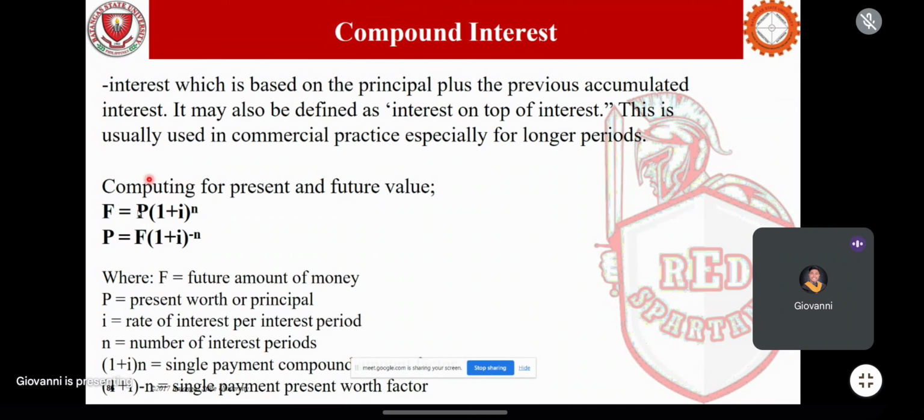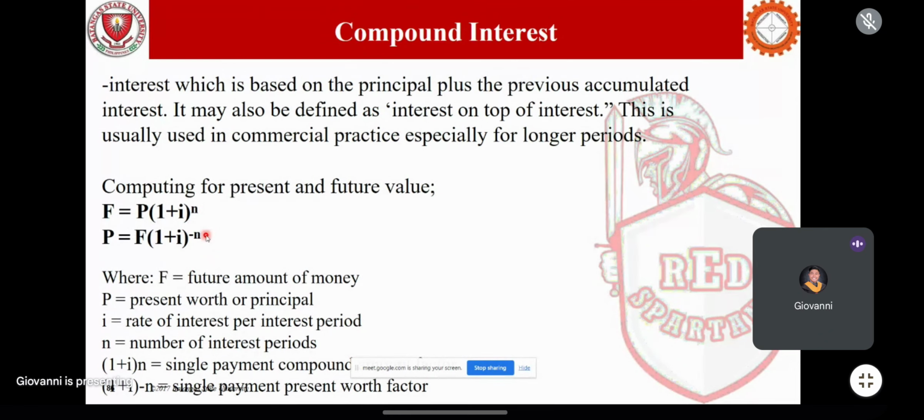Ganito na ngayon yung formula natin for compound interest. Kung kanina nakamultiply si I kay N, ngayon, naka-raise na yung 1 plus I sa ating N. So, ang formula natin, F is equals to P times 1 plus I raised to N. Then, P is equals to F times 1 plus I raised to negative N. So, always remember, lagi po si P is naka-raise kay negative N, kasi yan po yung nami-miss out or nakakalimutan lagi ng mga estudyante. So take note, P should always be raised to negative N.